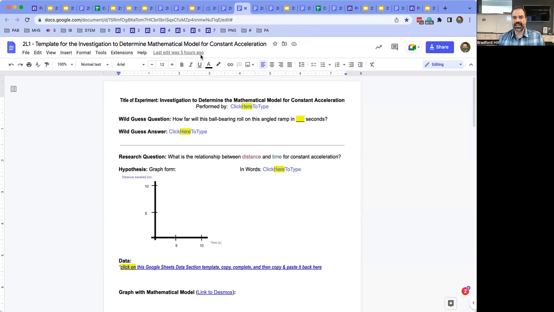So we have that last one of how far does the car go while braking? Well, we start simple. What's the simplest acceleration? Speeding up from rest.